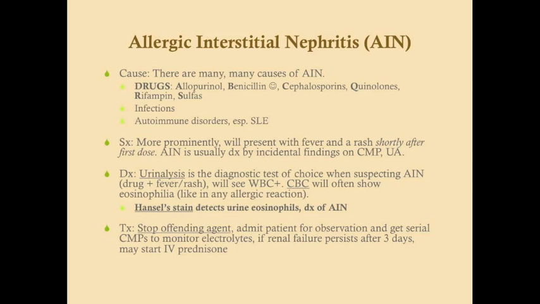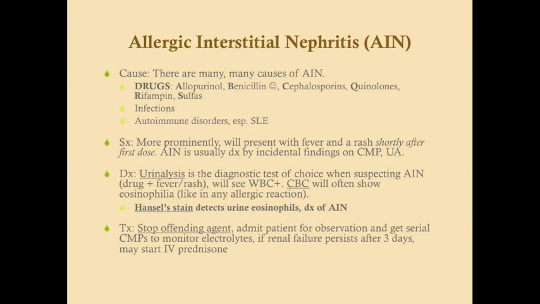Now, in patients, when you get a UA and you see white blood cells, it's not going to tell you what kind of white blood cells they are. So to definitively diagnose allergic interstitial nephritis, you have to stain the urine with what's called a Hansel stain, and that is specific for eosinophils.